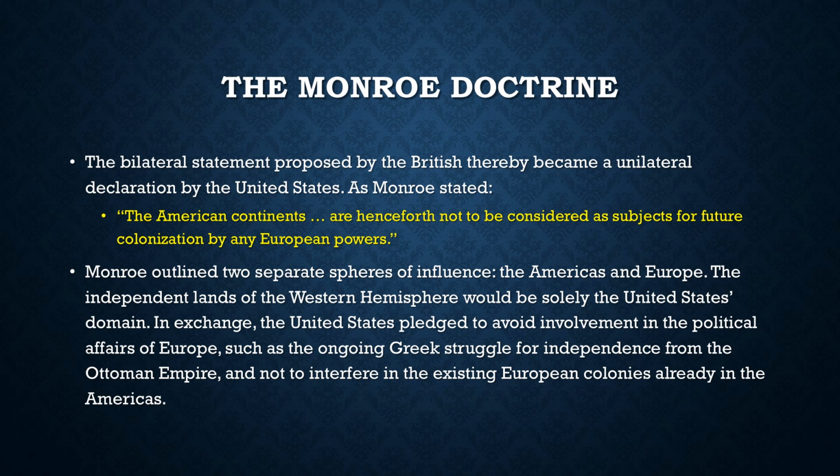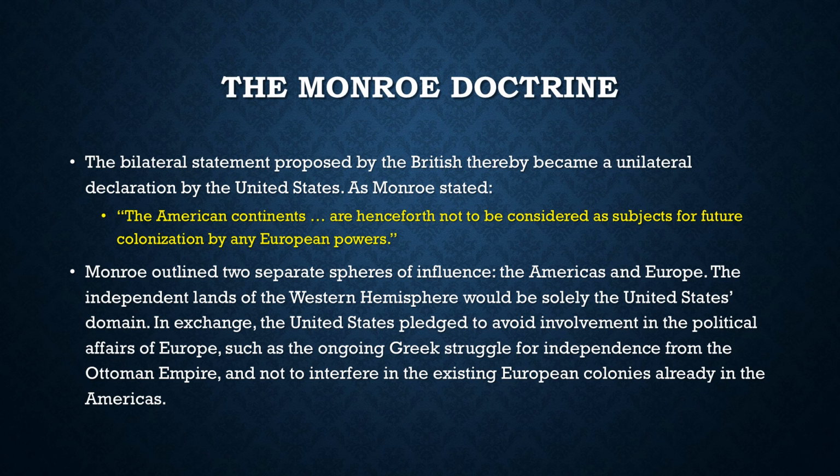It says Monroe outlined two separate spheres of influence, the Americas and Europe. The independent lands of the Western Hemisphere would be solely the United States' domain. In exchange for this domain, the United States pledged to avoid involvement in the political affairs of Europe, such as the ongoing Greek struggle for independence, and not to interfere with existing European colonies that were already in the Americas.